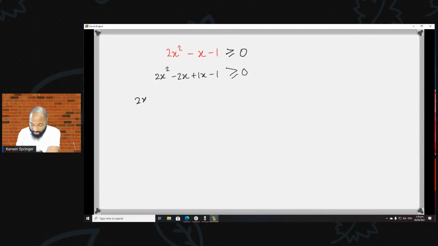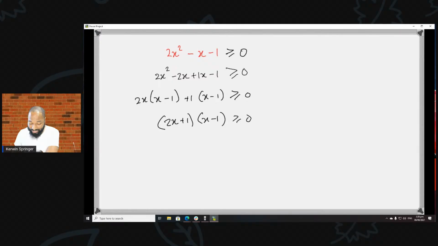Anyhow, so 2x into x minus 1, x minus 1. We did this already. So 2x plus 1, x minus 1. We factorize. All I did was factorize like normal. I end up there. So what's next?